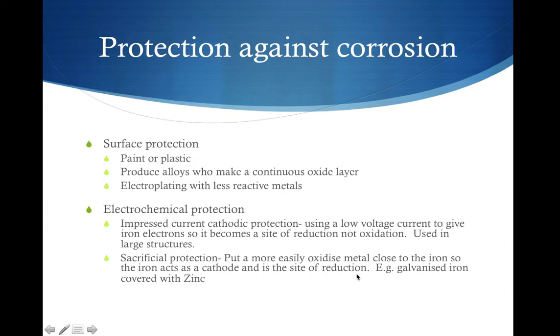Or finally, we can put something that is more easily oxidized close to the iron, so that the iron ends up being reduced instead. So if you give something like zinc, the zinc's going to be the one that will give up the electrons, the iron will take it, and therefore it's not going to give up the electrons and become the Fe ions.